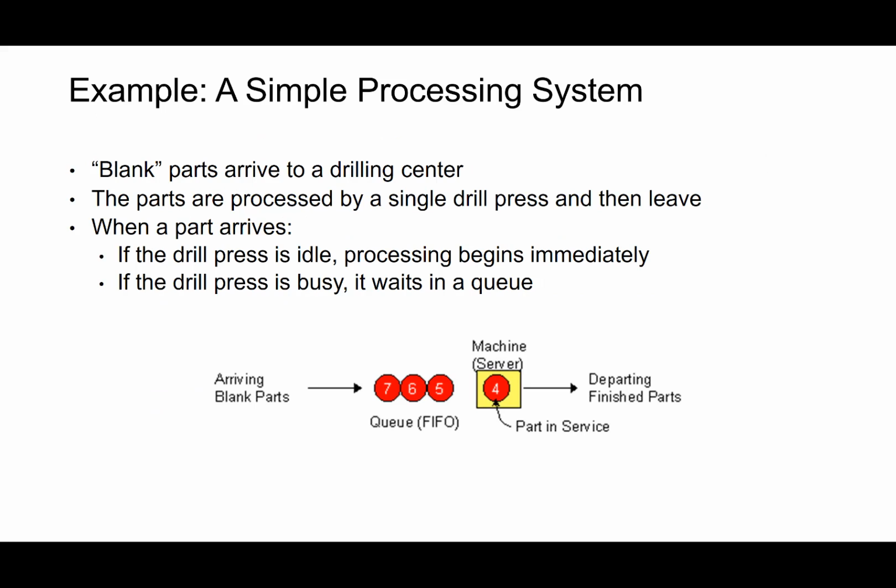So let's consider an example of a simple processing system. Let's say in this case blank parts arrive to a drilling center. The blank parts, of course, are the inputs. The parts are then processed by a single drill press and then leave. The finished part would then be the output. The drill press would be the machine or the process throughout. When a part arrives and the drill press is idle, the processing can begin immediately. However, if the drill press is busy, the part will have to wait in a queue.